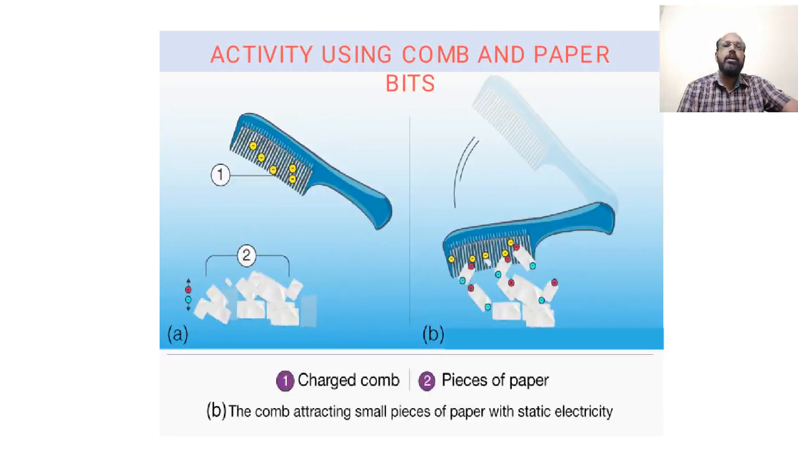You might have done these activities at your home. If you comb your hair and bring the comb near bits of paper, the comb can attract the bits of paper. It can be explained on the basis of charging by friction.